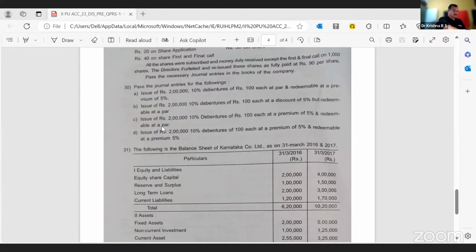Understood? This is case number 4. This is case number 2. This is case number 3. Then issued 2 lakh worth debentures at a premium of 5% and redeemable at a premium of 5%. Case number 6. So this is how they have asked. I told you, most of the things they will ask like this, but out of 6, any 4 will definitely come. So this is one of this year's question papers.